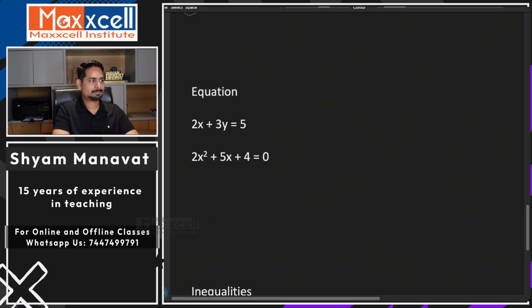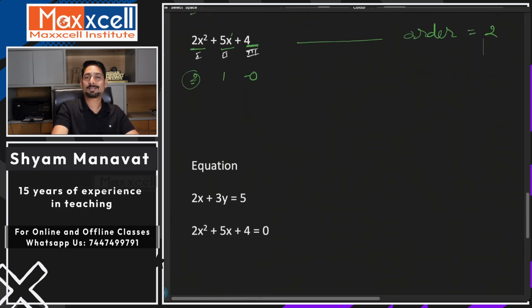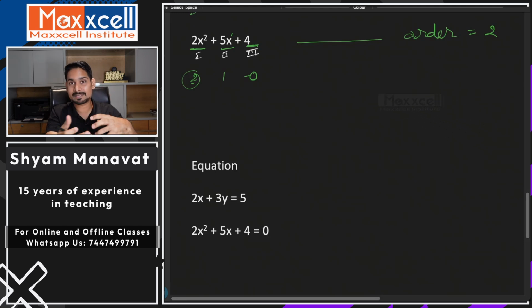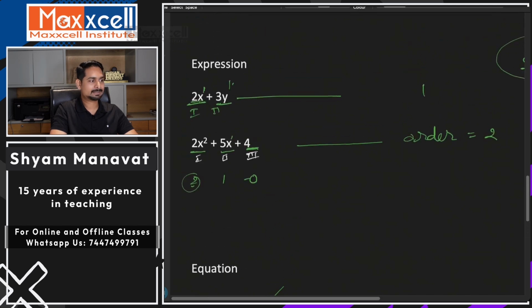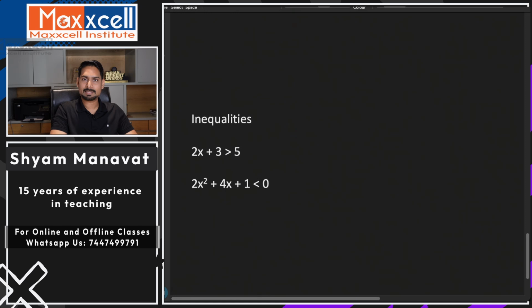Equation. What is the difference between expression and equation? It's simple. When you have an equal sign, that is an equation. When you don't have an equal sign, that is an expression. So I hope you understand the difference between expression and equation. Now, inequalities.